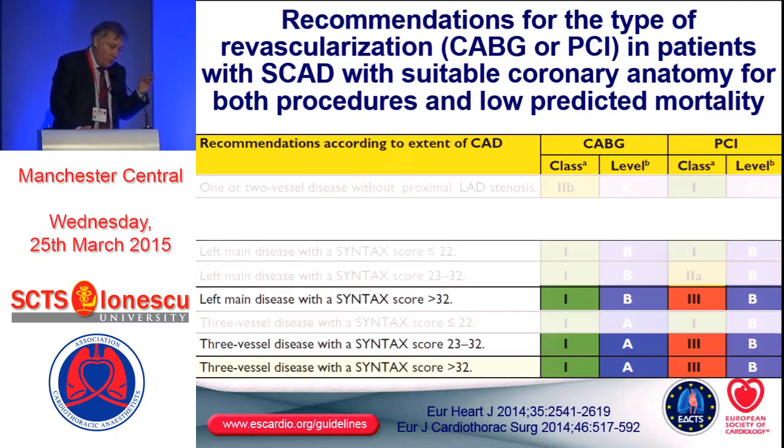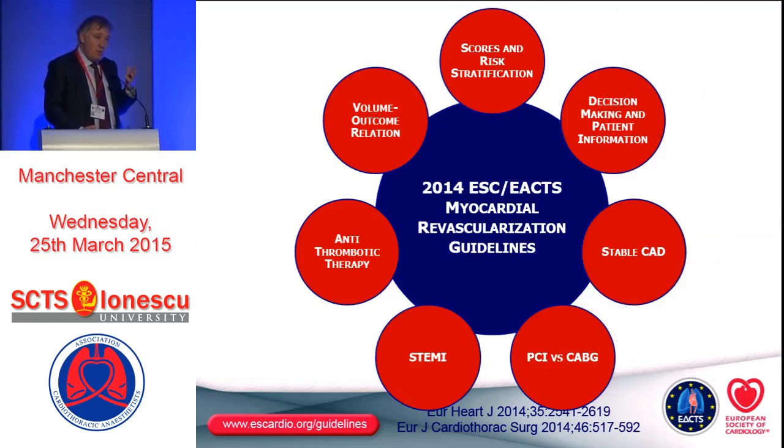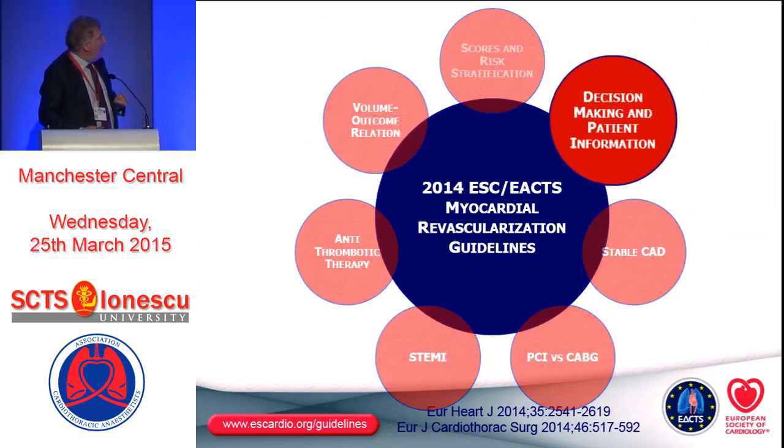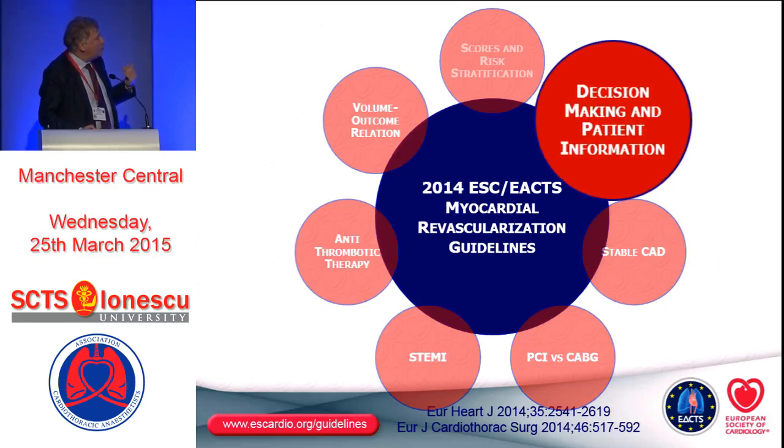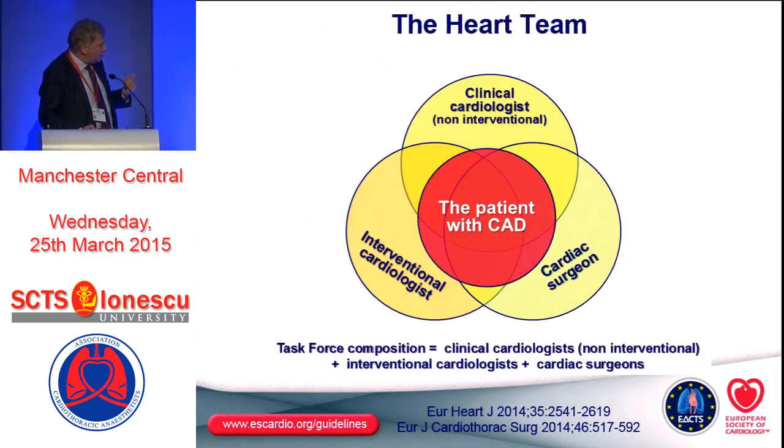On the other hand, for patients with left main disease and a high SYNTAX score, or three vessel disease and a high SYNTAX score, CABG assumes a class 1 and PCI assumes a class 3. So what should we do when we have patients for whom both recommendations can be the same? Well, I think then we come to decision making and patient information. I think that these patients should be discussed within the heart team very clearly.